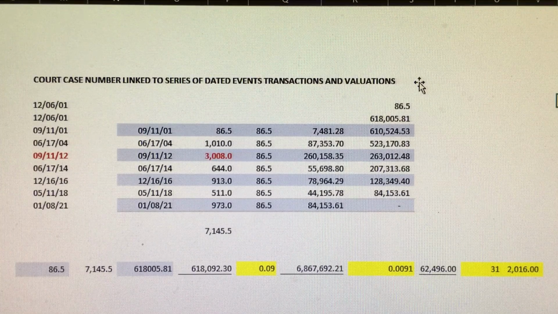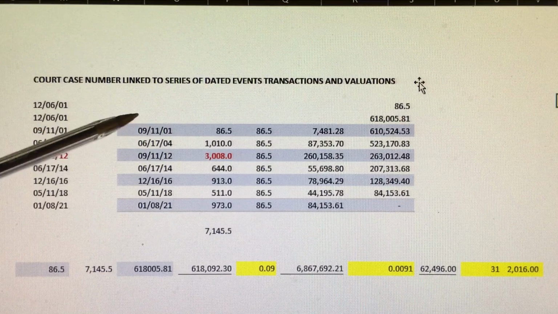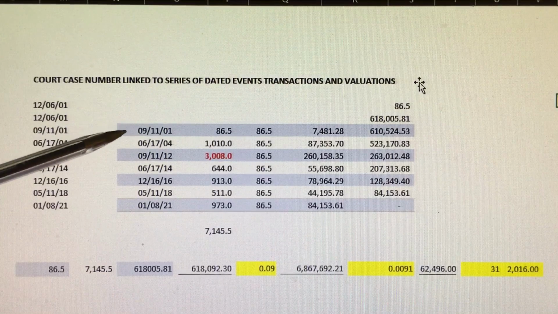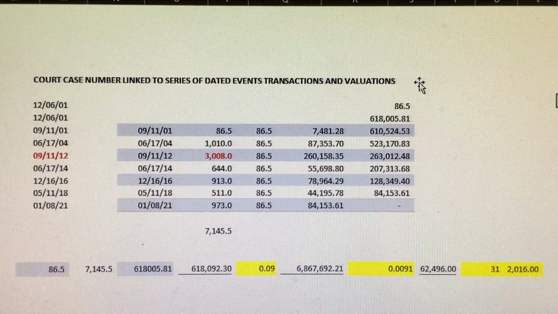We start with an event date. Anyone recognize that date? 9/11/01.